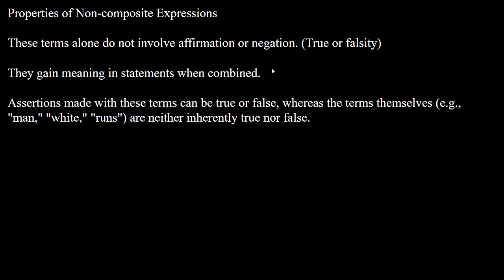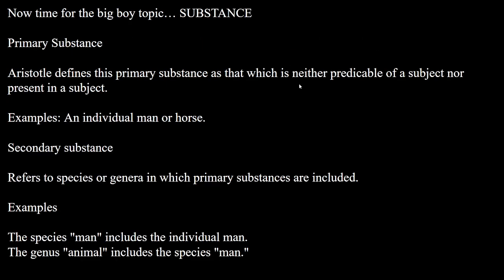And so, properties of non-composite expressions, as I previously mentioned, they do not have any affirmation or negation, which just means there's no such thing as truth or falsity within them. They gain meaning in statements when combined, though. So assertions made with these terms can be true or false, whereas the terms themselves, for example, man, white, runs, are neither inherently true nor false.